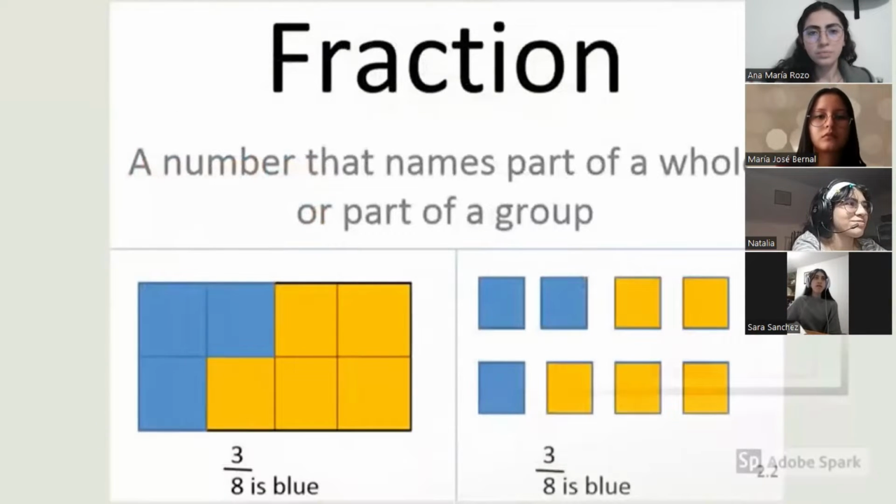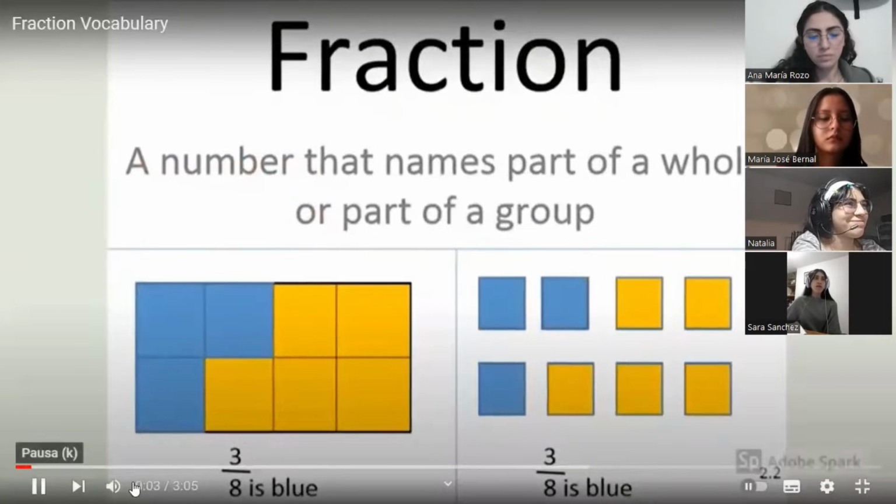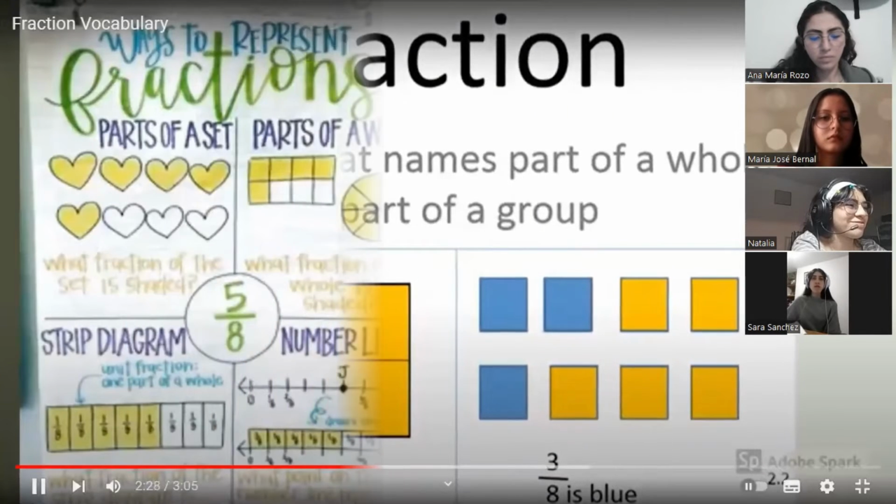Fraction vocabulary. A fraction is a number that names parts of a whole or parts.